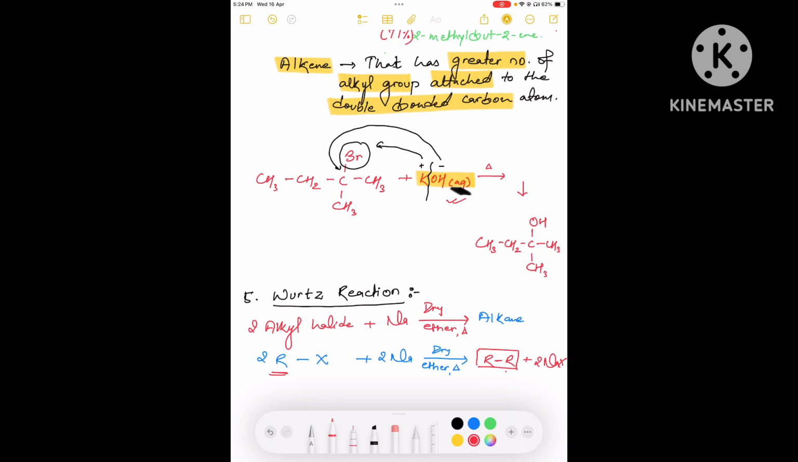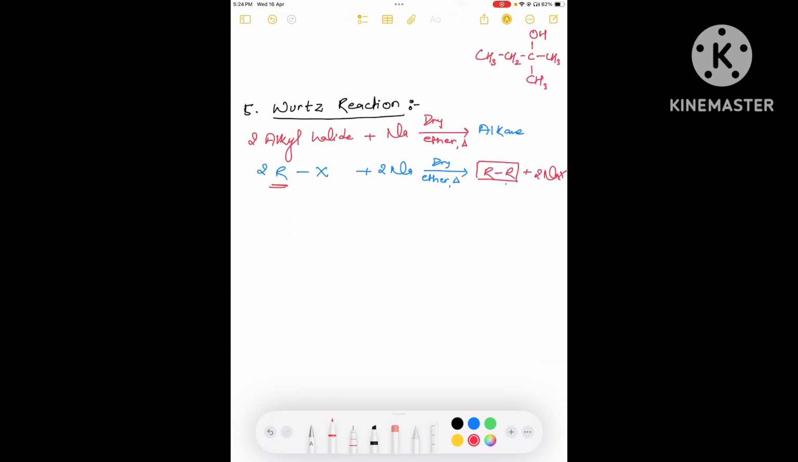Let me show you with some examples. I have CH3, CH2, Br, and I already mentioned, let me take two molecules, and I have two molecules of Na. And I'm again taking one more molecule of CH3, CH2, Br. Then what will exactly happen in this is that the Br and the 2Na will be liberated out. And what was the condition for the reaction to take place? We need to heat it in the presence of dry ether.